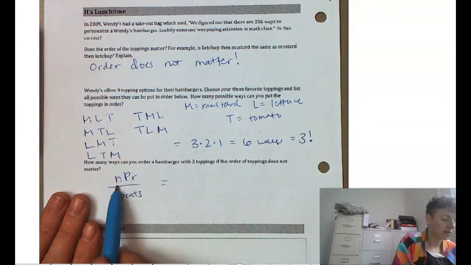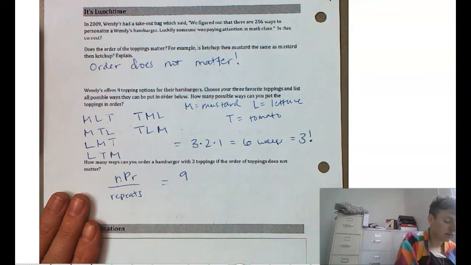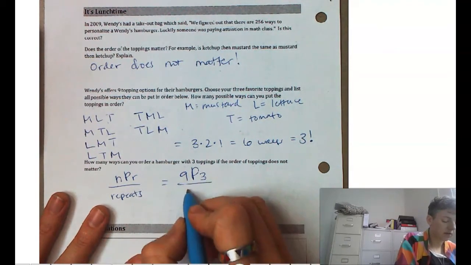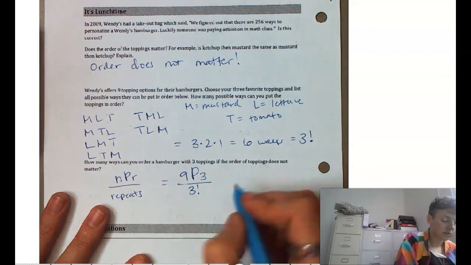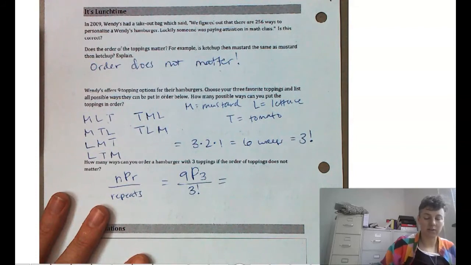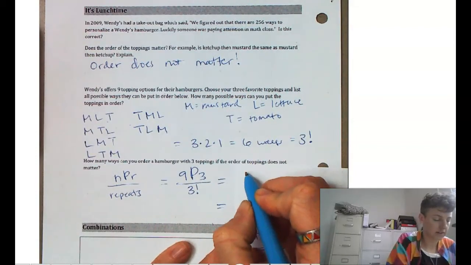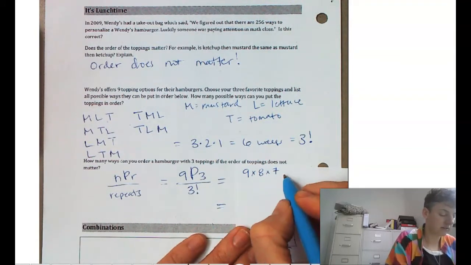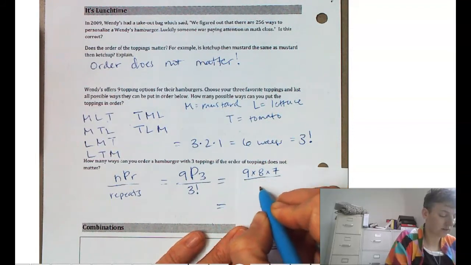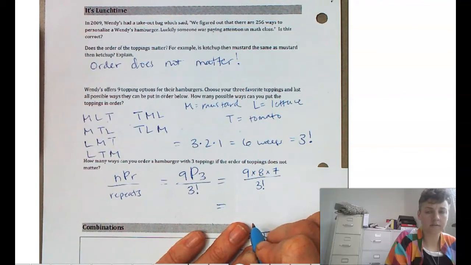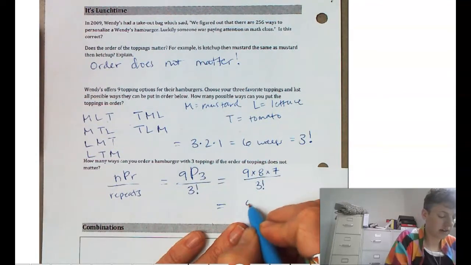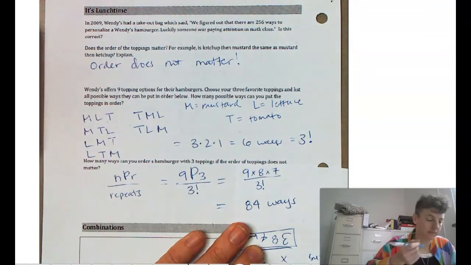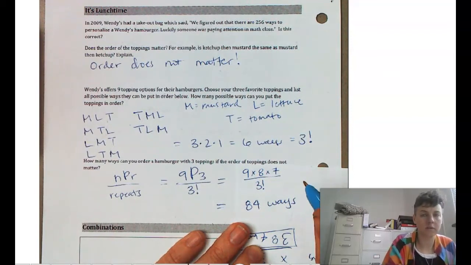So how many total toppings do we have? 9. We are choosing 3 of them, and we are dividing by our repeats here. If you plug all that into a calculator, we're going to get 9 times 8 times 7 all over 3 factorial, and we get 84 ways. So I don't think they were correct. Someone was not paying attention in math class.